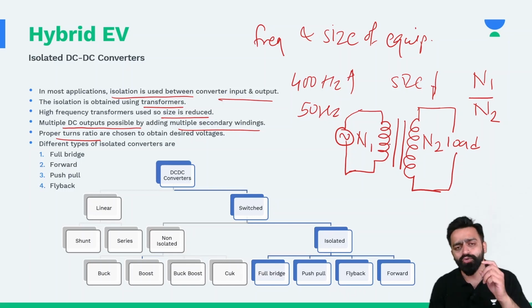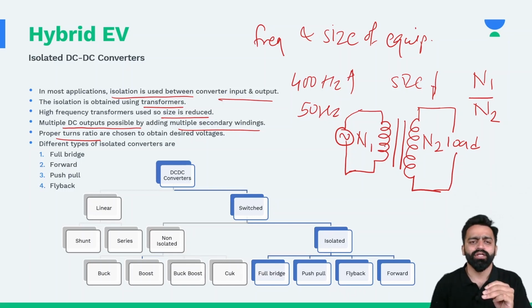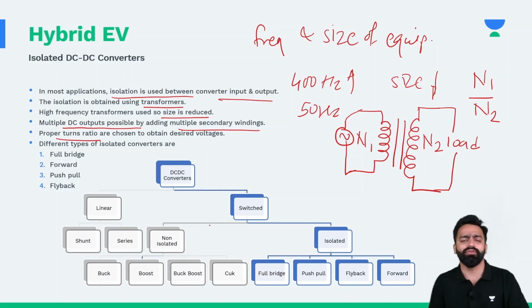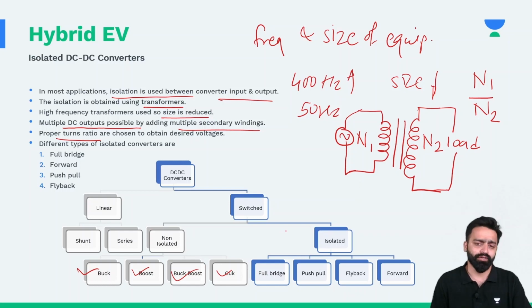So the turns ratio should be chosen properly so that you can obtain the desired voltages. Also, we have already done with the linear, that is shunt and series kind of converters, which are not used in electric vehicles because they are only step down converters and there are a lot of losses in that. We have understood the buck, boost, and Cuk converter, and now it's time for us to understand the isolated converter. There are four types of isolated converter. One is the full bridge, other is the forward, third is the push pull, and fourth is a flyback converter.